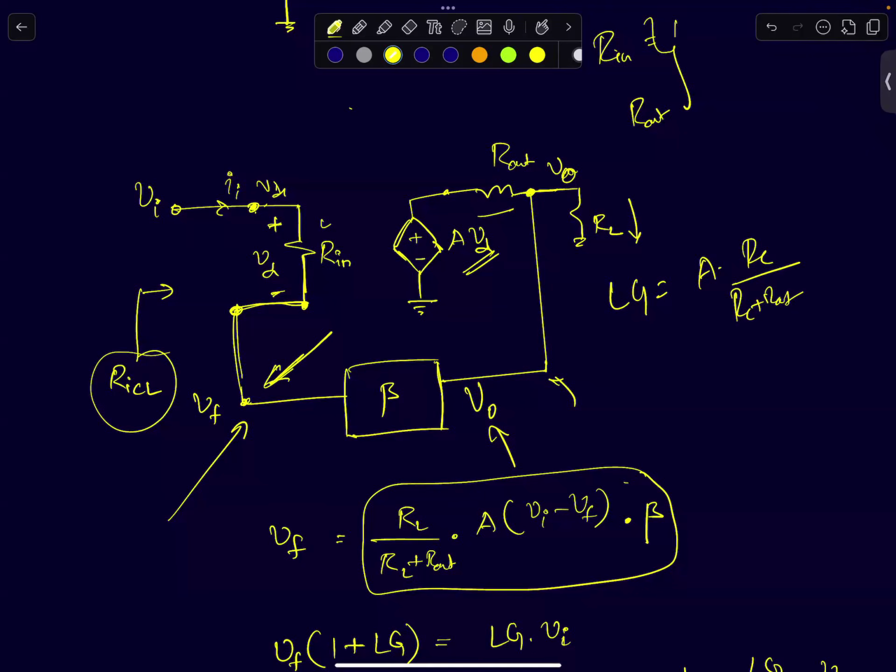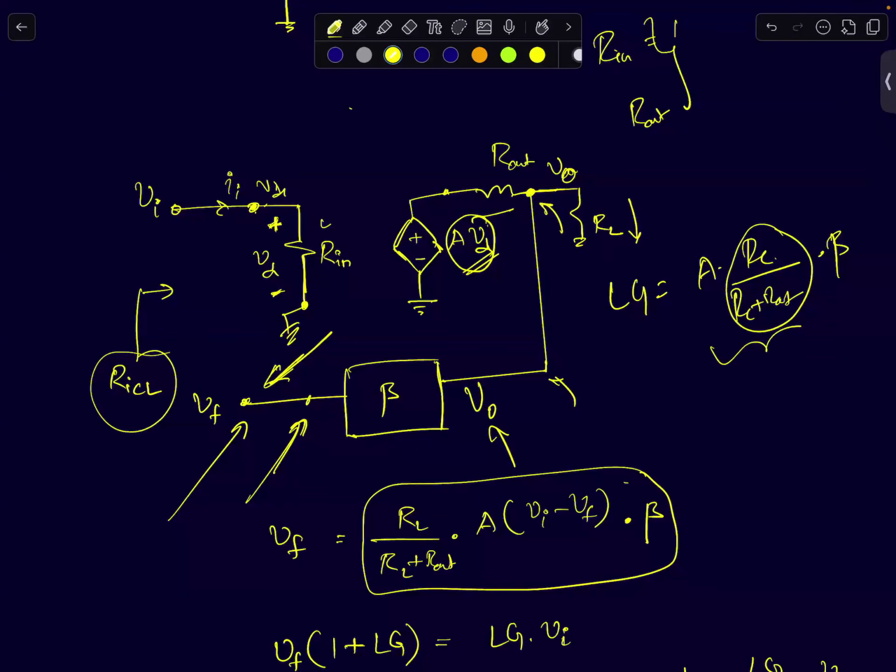Okay. So if I ground this node and apply a differential voltage, a node voltage Vd across this, you will get A times Vd here, multiplied by this factor RL by RL plus R out, which is the voltage at this point. Multiplied by beta, you will get the voltage at this point. So you have returned back to the loop. So this term will be the loop gain of the circuit. I'll leave that mathematics to you. You can very easily verify that.